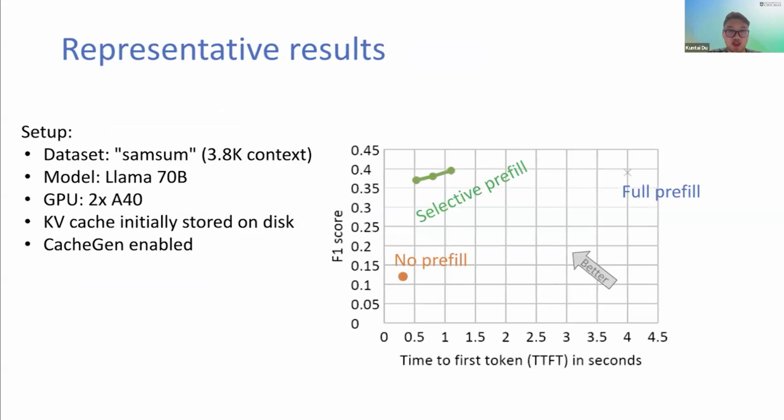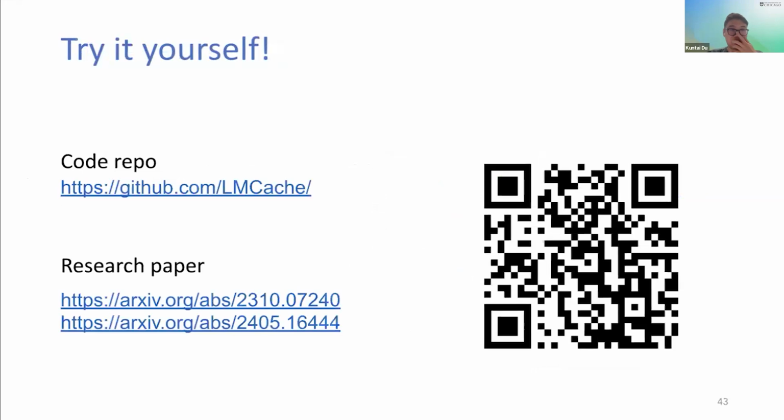Yeah, and here we have a representative result where, compared to the full prefill and no prefill, our selective prefill strategy has higher F1 score and lower time to first token, and it can sometimes be even better than the full prefill. The dataset here is a Samsung dataset, which is daily phone use, and the model is Llama 7B on two A40 GPUs. Okay, and you can try it yourself on those demos.